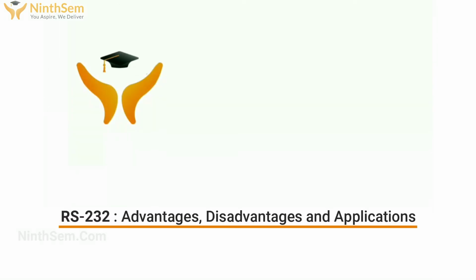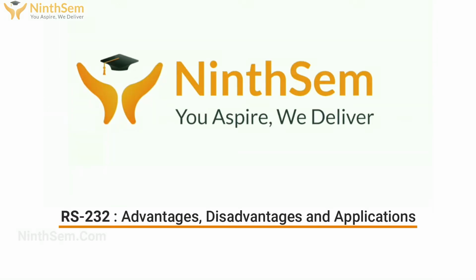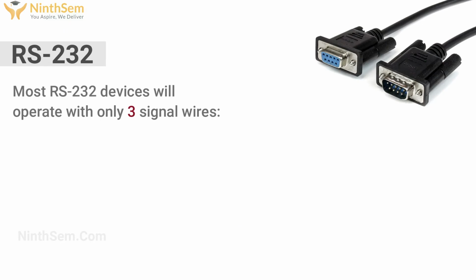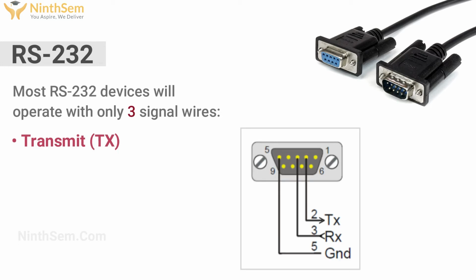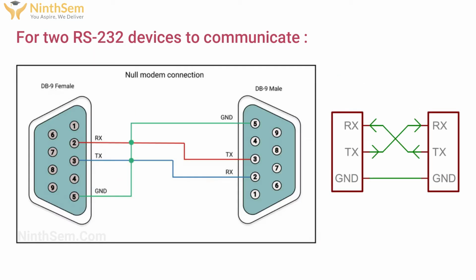So up till now, just for a quick summary, most of the RS232 devices will operate with only 3 signal wires: transmit, which we call TX, receive, which we call RX, and ground, that is GND. For two RS232 devices to communicate, you must connect the TX from one instrument to the RX of the second instrument and vice versa. The ground pins must be connected together.